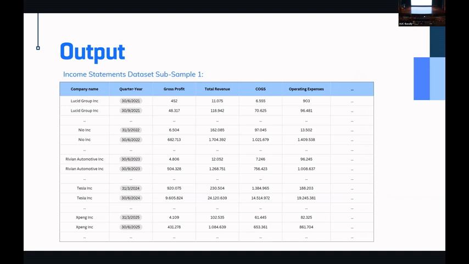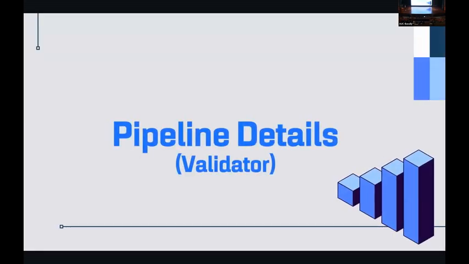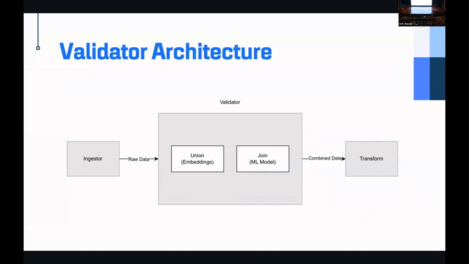Okay, so now with the second part of our pipeline, which is the validator, it's the machine learning component we have in our pipeline. First off, with the architecture, the validator is composed of two units, the union and the join, and we will dive into the details of each component in the next slides.